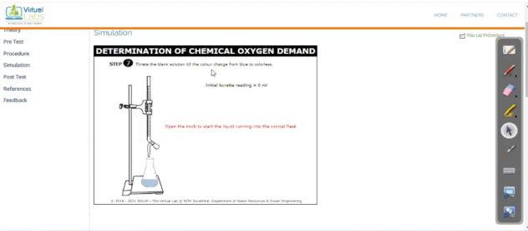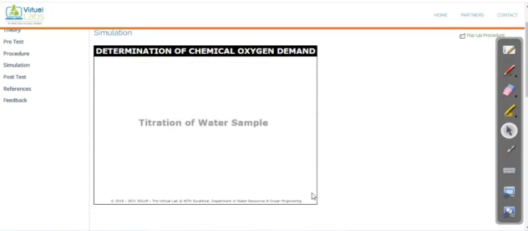Titrate the blank solution until the color changes from blue to colorless. The color of this solution is blue. You have to titrate with the solution up to colorless. So click here, open the knob, and once the color changes from blue to colorless, it happens automatically and you will get a reading. Okay, so the final reading that you got is 14.6 ml. How much did you get? It is 14.6 ml. Now click on the next arrow.